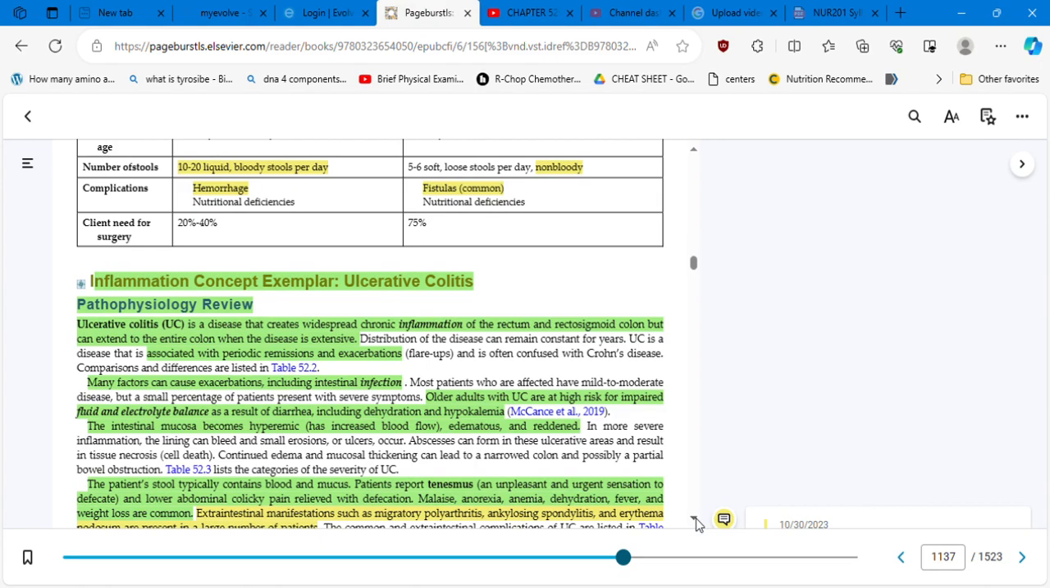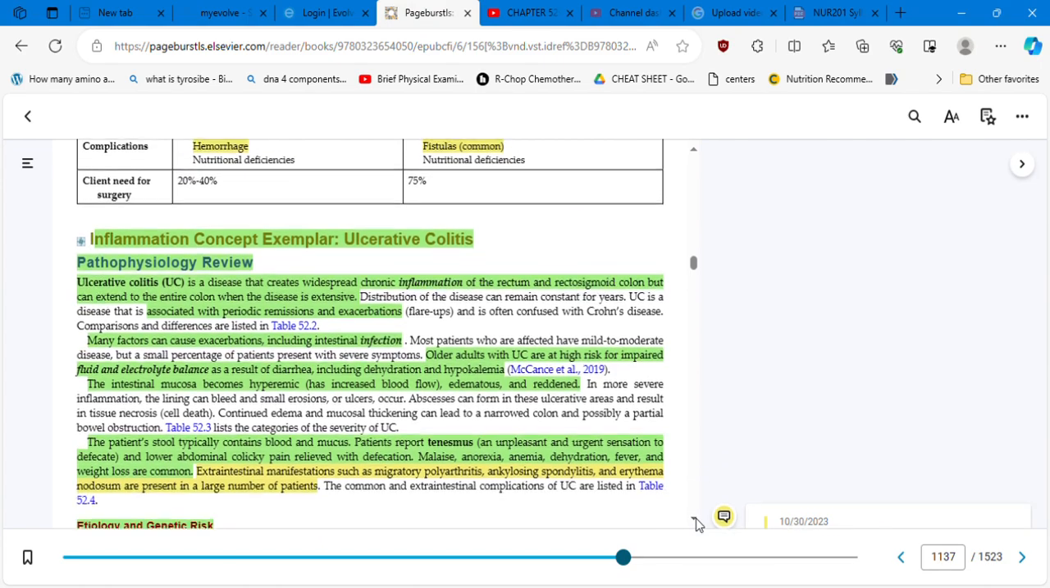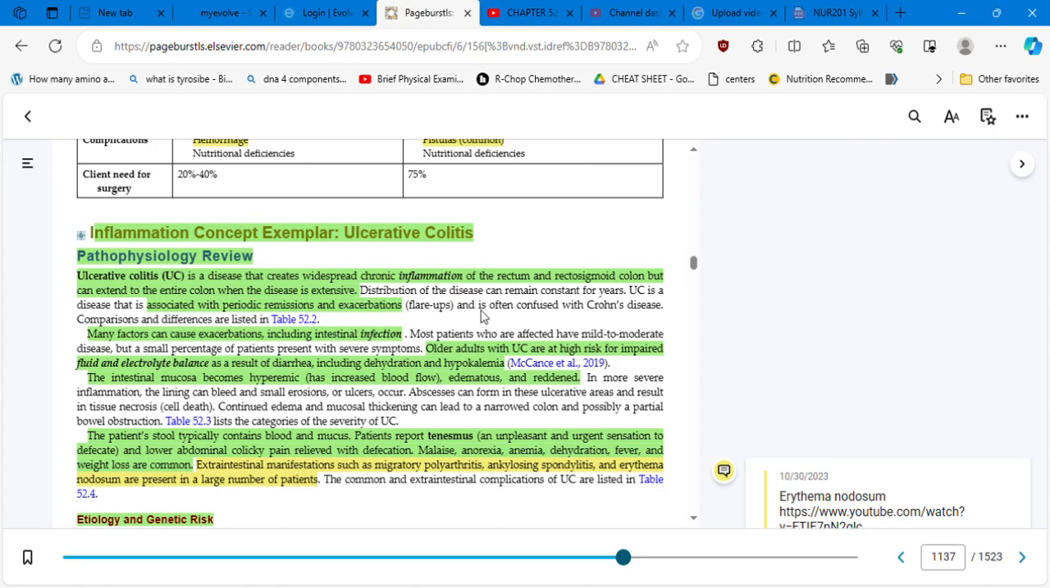Okay, ulcerative colitis is a disease that creates a widespread chronic inflammation of the rectum and rectosigmoid colon, but can extend to the entire colon when the disease is extensive, associated with periodic remissions and exacerbations. Many factors can cause exacerbations, including intestinal infection. Older adults with UC are at higher risk for impaired fluid and electrolyte balance as a result of diarrhea, including dehydration and hypokalemia.